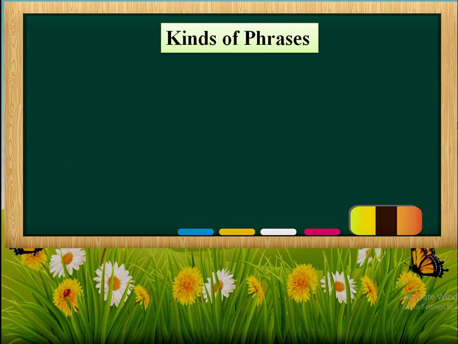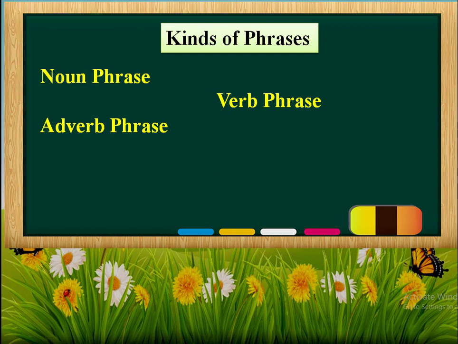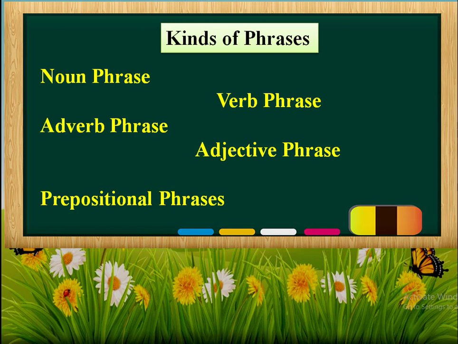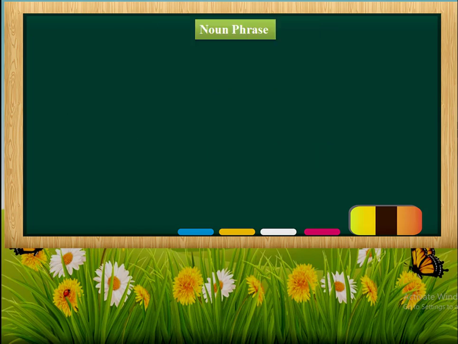Now let's see kinds of phrases. There are 5 different kinds of phrases. Each of them is from the parts of speech. These phrases are noun phrase, verb phrase, adverb phrase, adjective phrase, and prepositional phrase. Today, we are going to see only 3 phrases, that is noun phrase, verb phrase, and prepositional phrase.